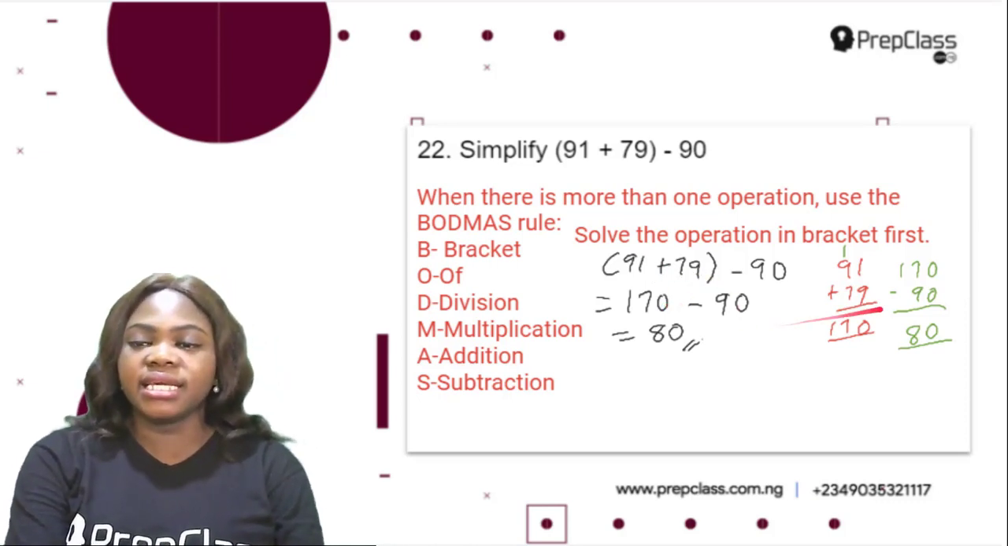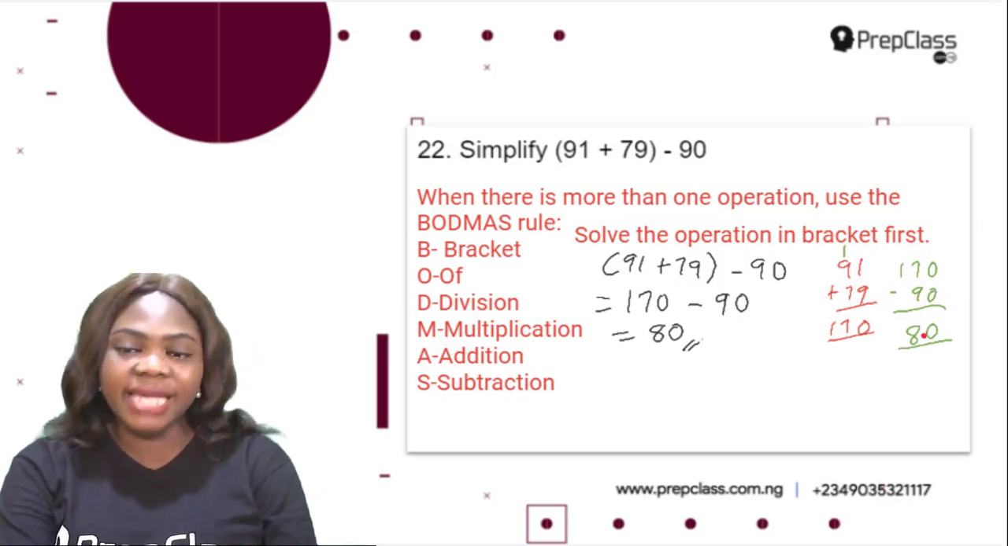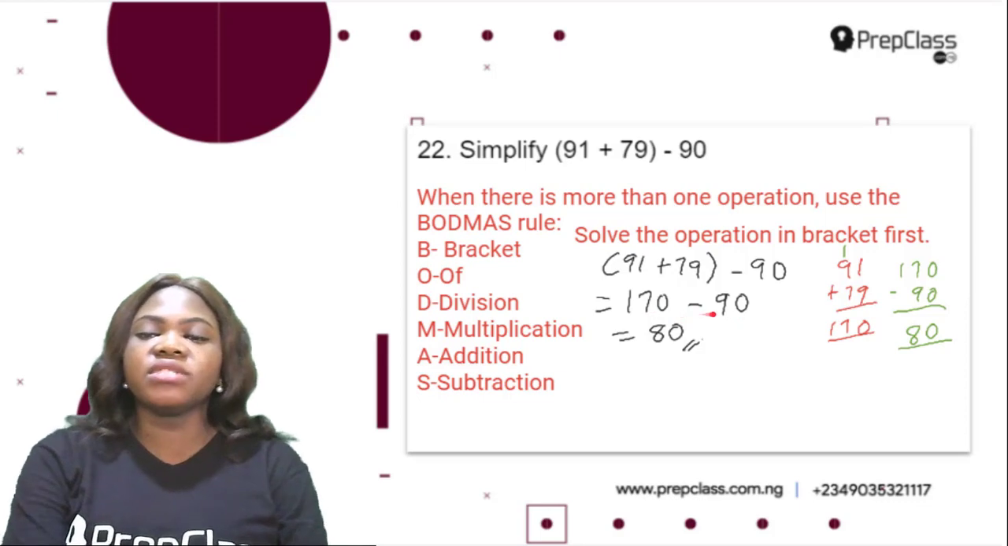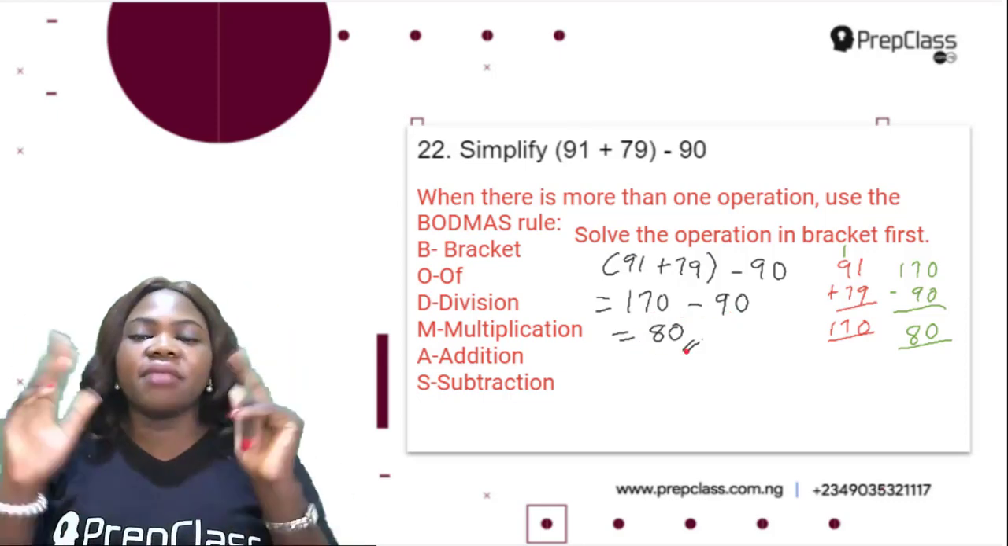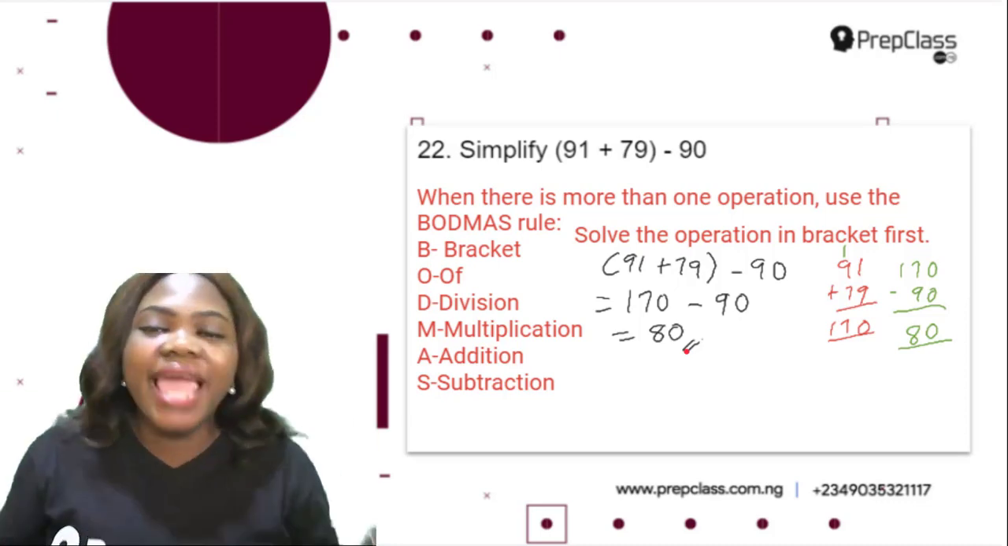Then minus 80 can be done here. 0 minus 0 is 0. 17 minus 9 is 8. Okay, so 170 minus 90 is 80. So 91 plus 79 bracket minus 90 is 80.